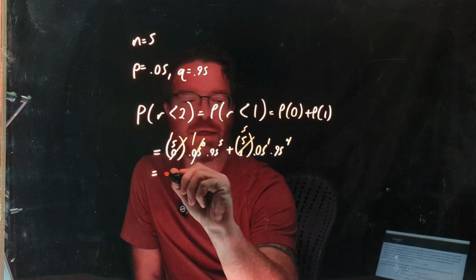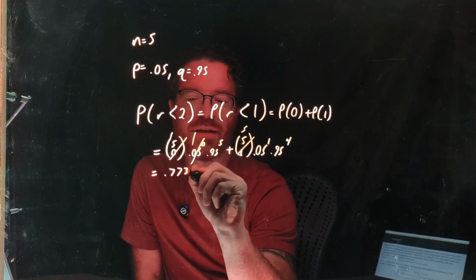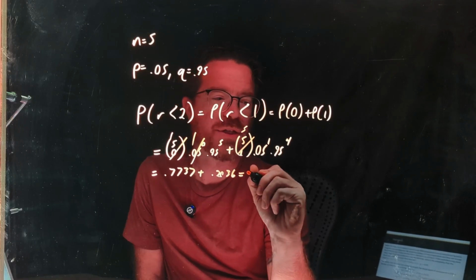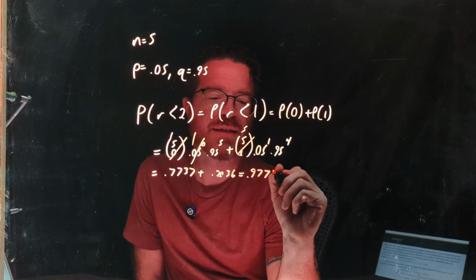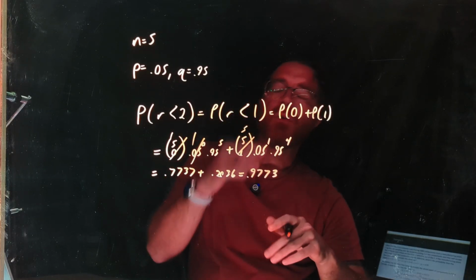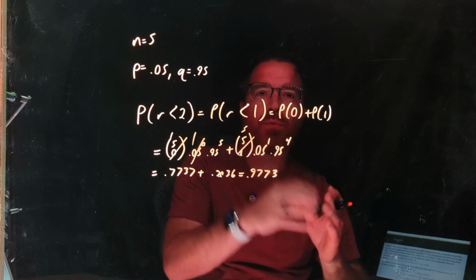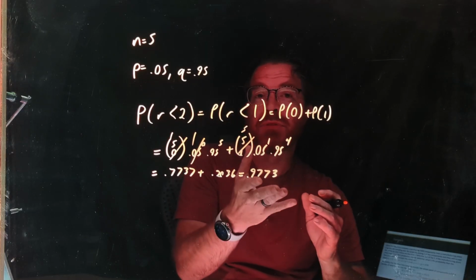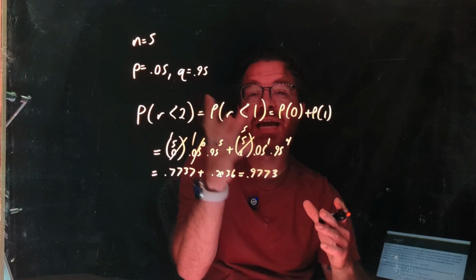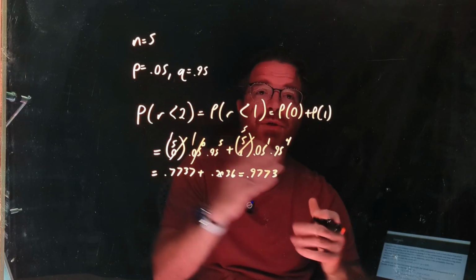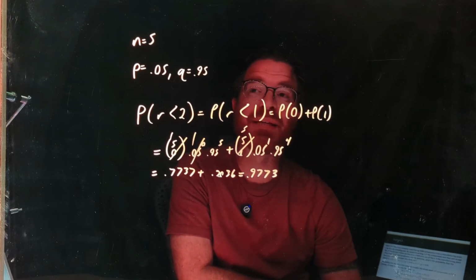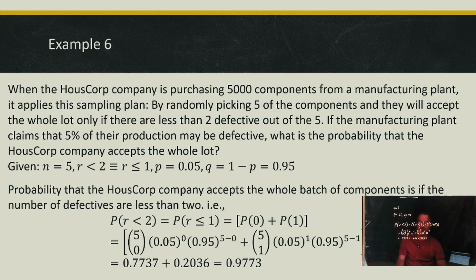So in this case, it would be 0.7737 plus 0.2036, which is equal to 0.9773. Now, there's another part to this problem, though, because now, let's say that we found 97.73% of the time, we would accept the batch if they actually do have a fault rate of 0.05. So 0.9773, that is the probability that we would accept the entire batch based on this information.